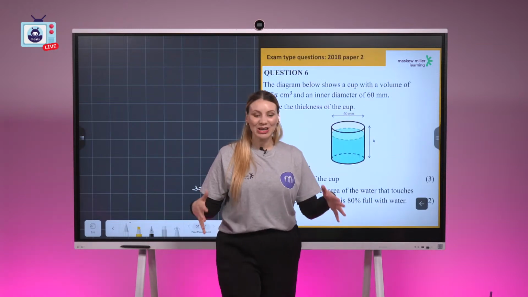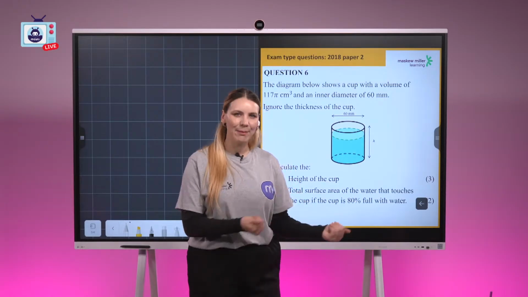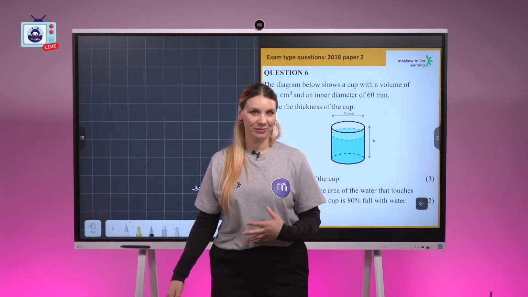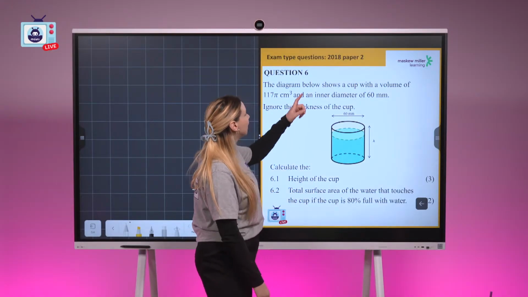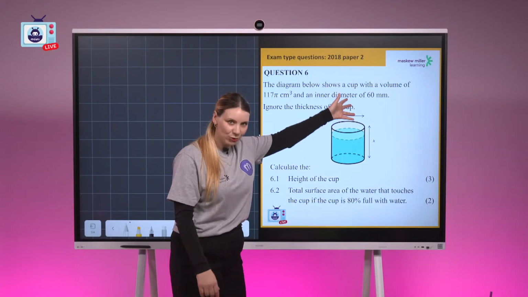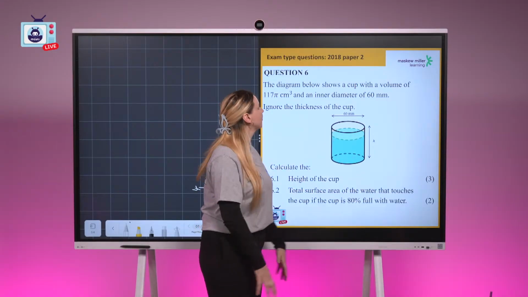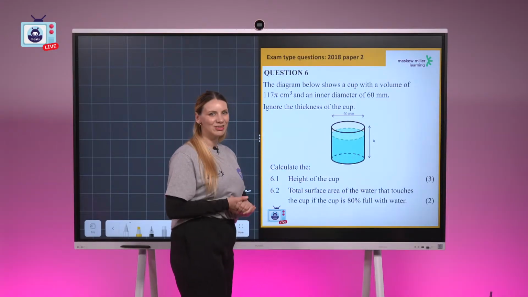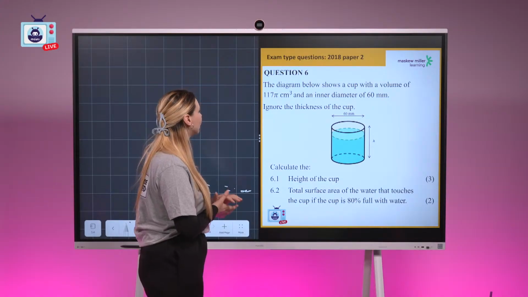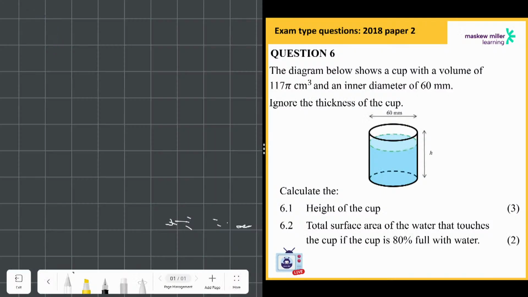Okay, grade 10s, we are now going to go into an exam type question. This question came from the DBE paper 2018, paper 2, because measurement is in your paper 2. Let's have a look at this question over here. Question 6 of 2018 says, the diagram below shows a cup with a volume of 117 pi centimeters cubed and an inner diameter of 60 millimeters. It says ignore the thickness of the cup.